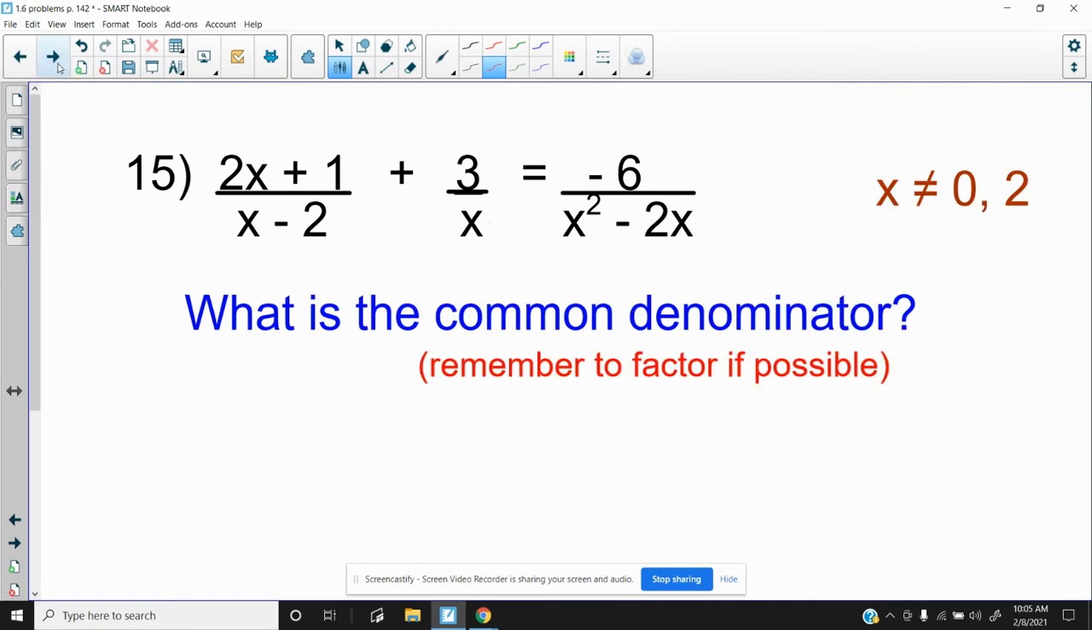The next thing we want to do is look for the common denominator. So remember that we factored this into x times x minus 2, and typically when you factor, that gives you a big clue as to what our common denominator is. So our common denominator is going to be x times x minus 2. Because this fraction has the x minus 2 part, it just needs to be multiplied by x over x. This fraction has the x part, it just needs to be multiplied by x minus 2 over x minus 2. This fraction doesn't need to be multiplied by anything because it already has the common denominator.